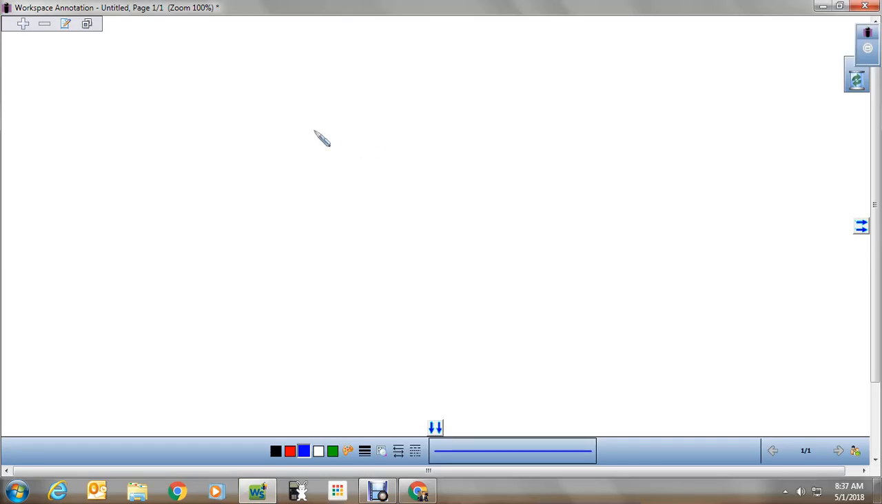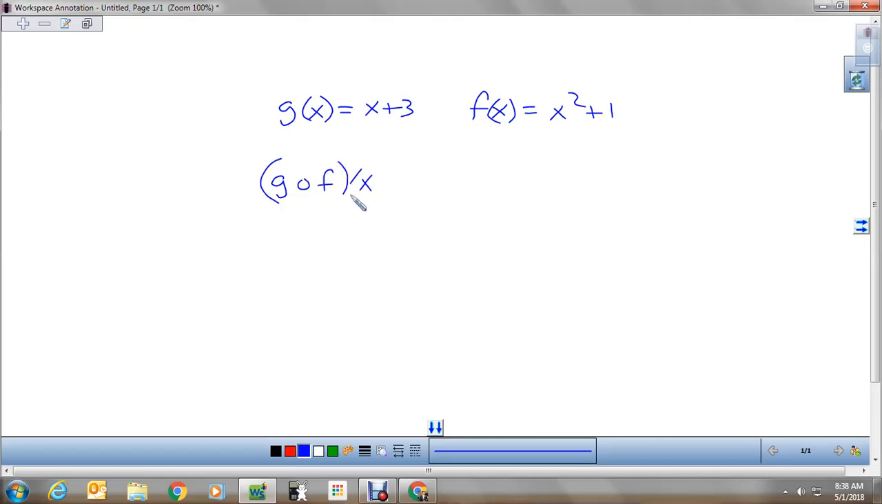For instance, if we took two functions, a function g of x, which is equal to x plus 3, and a function f of x, which is equal to x squared plus 1. Now, let's say they ask us to find g of f of x, which means I'm going to find the function of f first, and then I'm going to find the function of g. This can also be written as g, parentheses, f of x. So you're going to perform the f of x function, and then take that number and do the g function with that result.